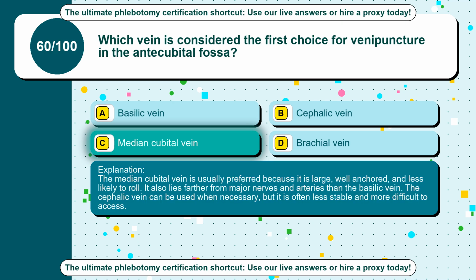The median cubital vein is usually preferred because it is large, well anchored, and less likely to roll. It also lies farther from major nerves and arteries than the basilic vein. The cephalic vein can be used when necessary, but it is often less stable and more difficult to access.